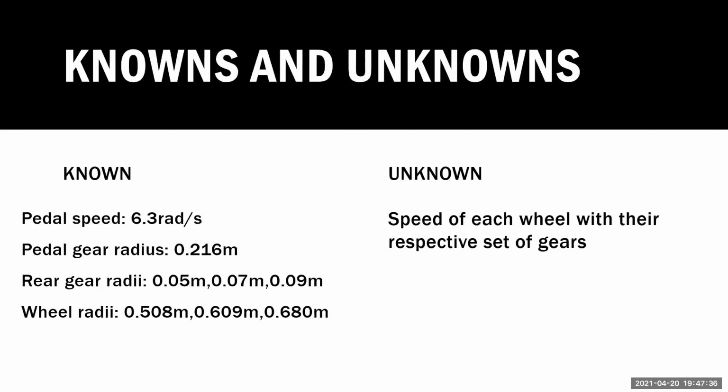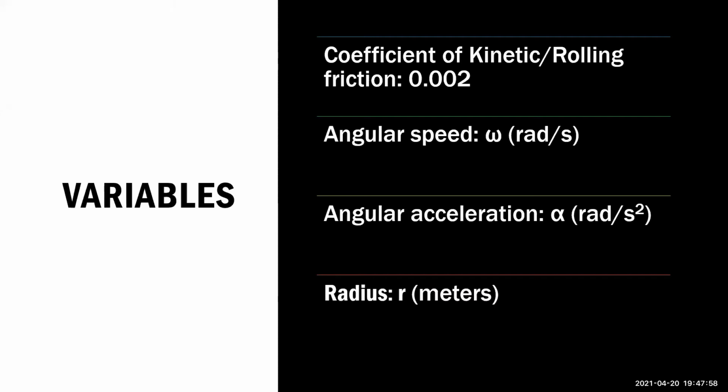So what we know and what we don't know. We know the pedal speed is going to be a constant 6.3 radians a second. We know the pedal gear radius, the radii of the 3 rear gears, and the radii of the 3 wheels. What we don't know is the speed of each wheel with their respective set of gears. And here are the variables we're going to be using. We're going to ignore coefficient of rolling friction again. We got the angular speed, which is in radians a second, the angular acceleration, which is radians in seconds squared, and the radius r in meters.